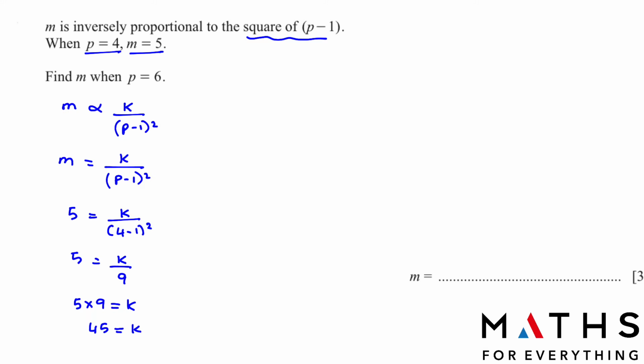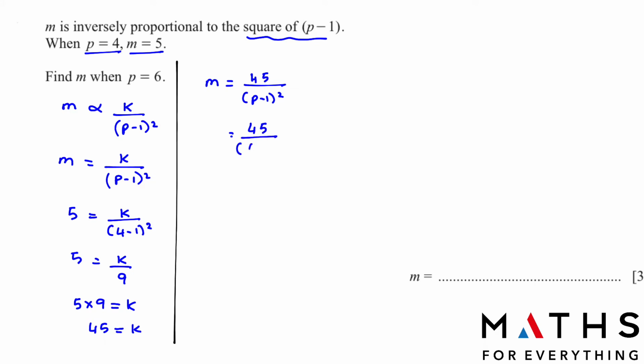Now that we have found our k, we are going to form a new equation, replacing the k. So we have m is equal to 45 over (p minus 1) squared. We have to find m when p is 6. So what are we going to do? Replace the p with 6. Put the whole thing in the calculator and we will get the answer 1.8. So very easy question.